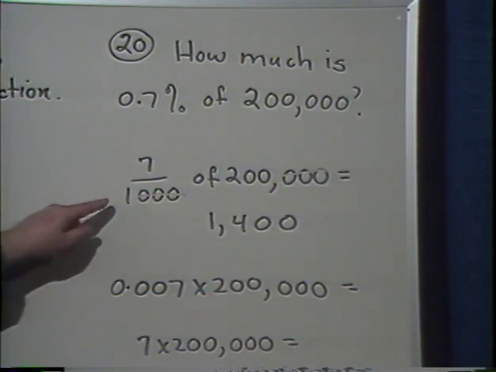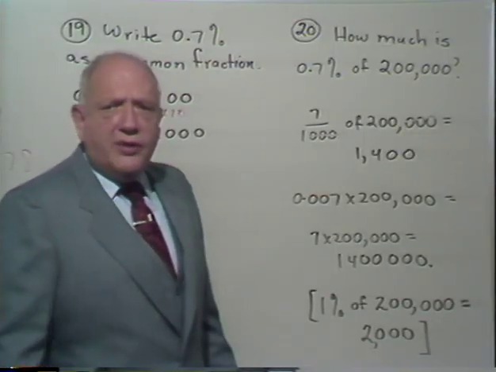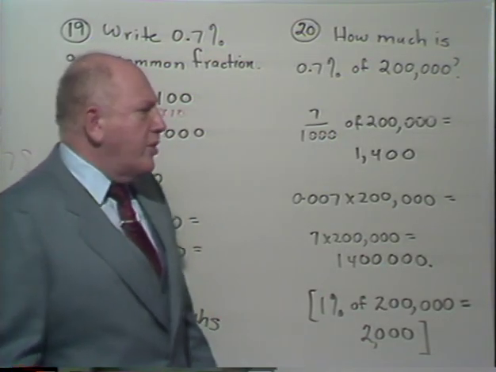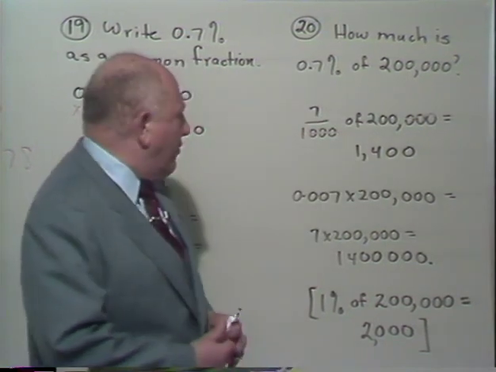And by the way, let me just point out one more thing here. If you're counting by thousands, 200,000 is going to be the 200th one you come to. And if you take 200 times 7, that's 1,400.